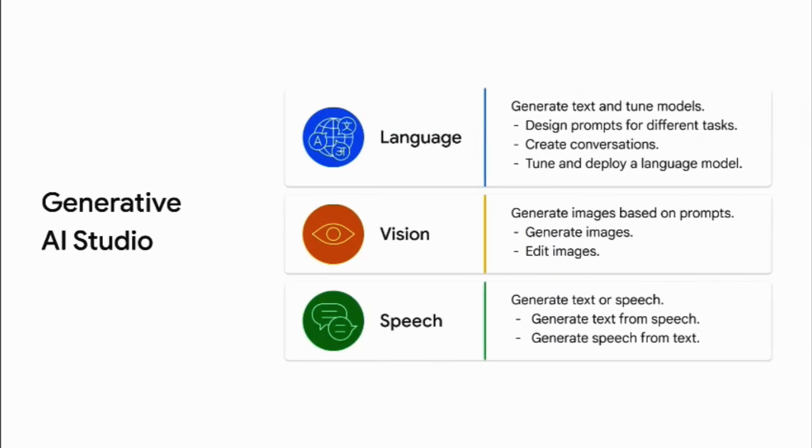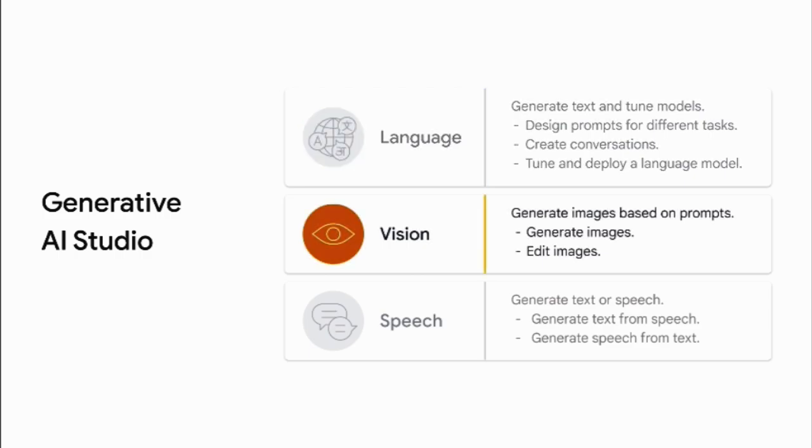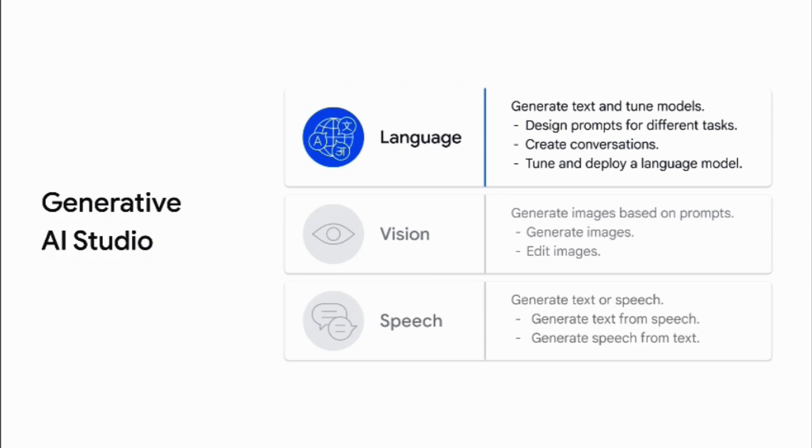Generative AI Studio supports language, vision, and speech. The list grows as you are learning this course. For language, you can design a prompt to perform tasks and tune language models. For vision, you can generate an image based on a prompt and further edit the image. For speech, you can generate text from speech or vice versa. Let's focus on what you can do with language in Generative AI Studio.